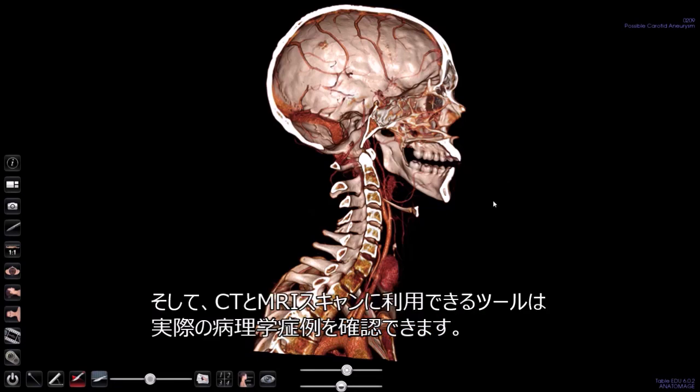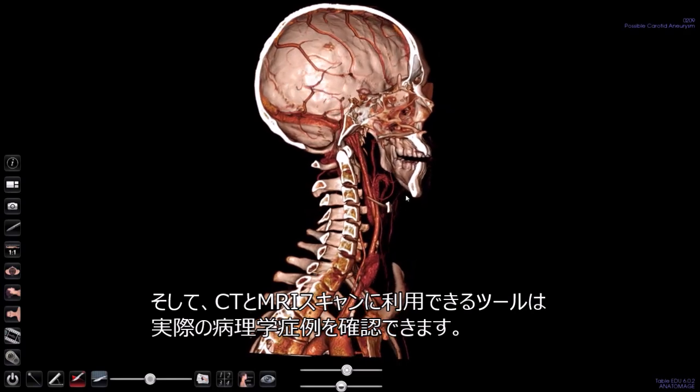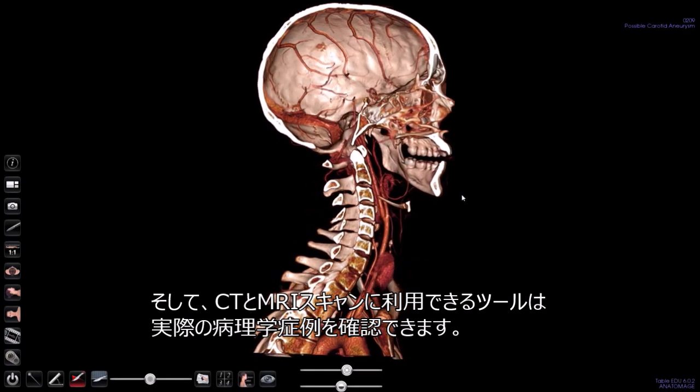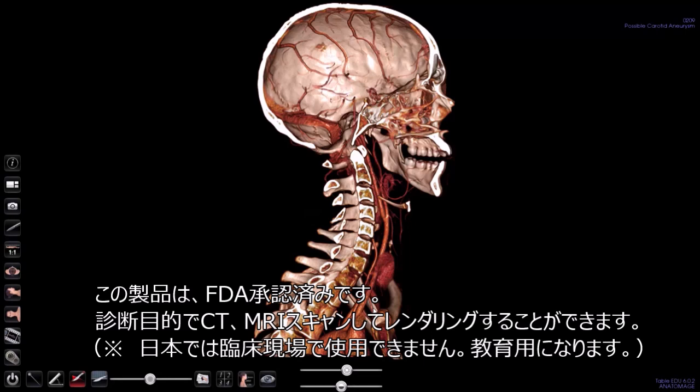And so the reason we have all these tools available for CT and MRI scans is that, one, it helps in understanding different ways of looking at anatomy, whether it's an actual pathology case or if someone's actually trying to do diagnosis on one of these scans. The table is FDA cleared to assist and render CT MRI scans for diagnostic purposes.